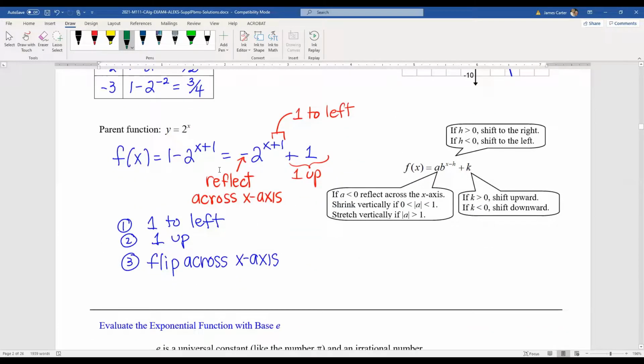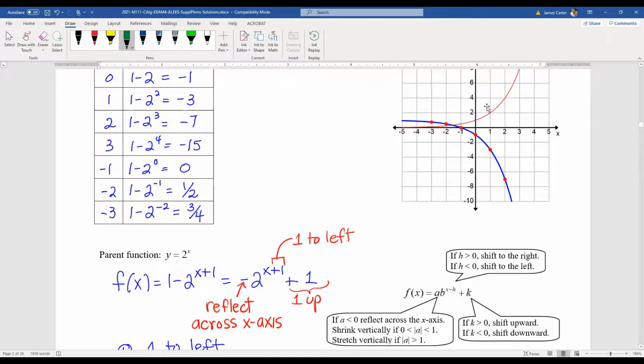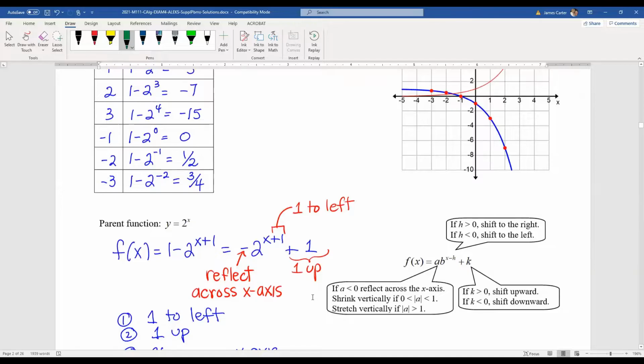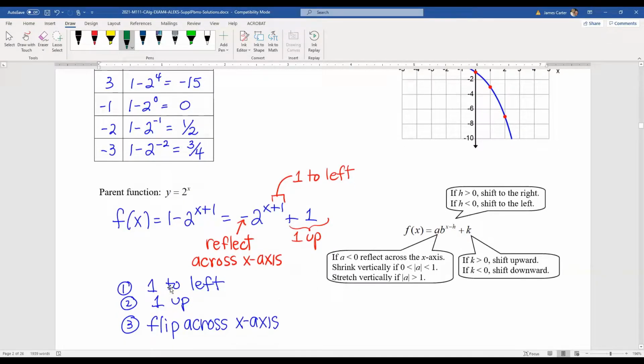Okay, here's the parent function in red. Your transformations, first of all, the x plus 1 shifts this one place to the left. Then the negative reflects across the x-axis. And then the plus 1 goes up 1. So you are asked to say, what changes would it make? Well, I went 1 to the left, 1 up, and flip across the x-axis.